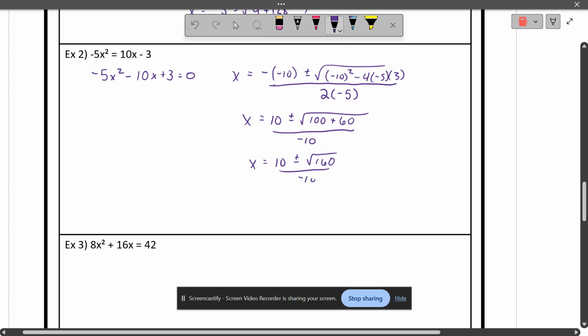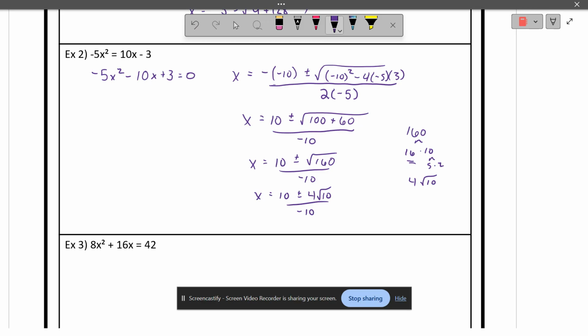So let's break this down. 160 is 16 and 10. 10 is going to create 5 and 2, okay, but 16 is a perfect square, so this will become 4 root 10. So x is equal to 10 plus or minus 4 root 10 over, I'm sorry, negative 10. Now, a lot of you might be thinking, okay, there's a 10, and then there's a 10.